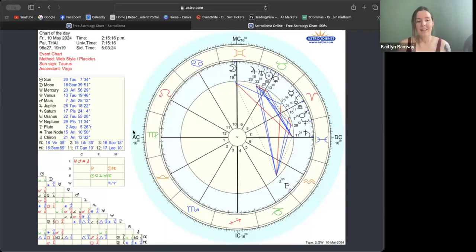But the ascendant kicks off the chart, and then this chart starts at Virgo. So this will be different for every single chart. So we start at Virgo and then it goes in order from there. So Virgo, Libra, Scorpio, Sagittarius, Capricorn, Aquarius, Pisces, and then it starts again at Aries. So it just goes around in that counterclockwise circle.